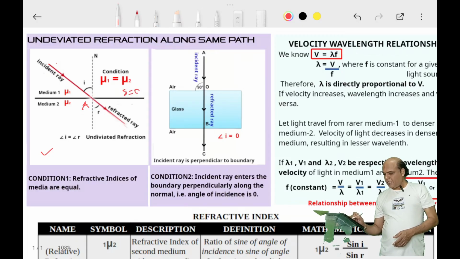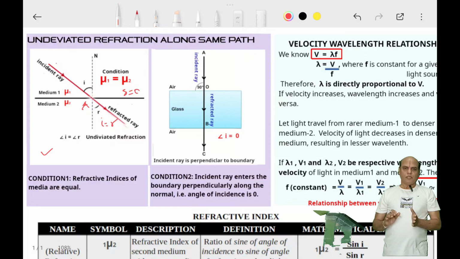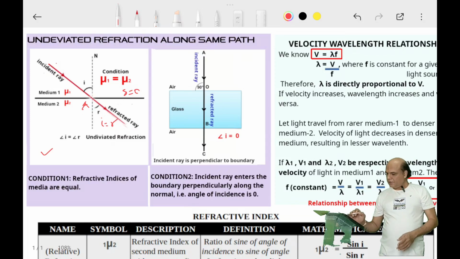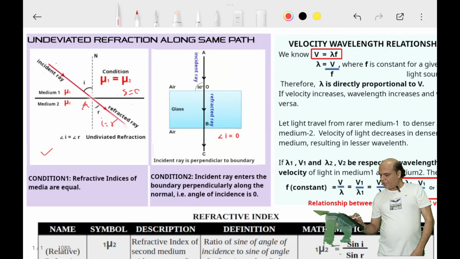So i is equal to r here. Angle of incidence is equal to angle of refraction. So the velocity of the light is not changing. Angle of incidence is equal to angle of refraction and deviation is 0. So this is undeviated refraction along the same path.